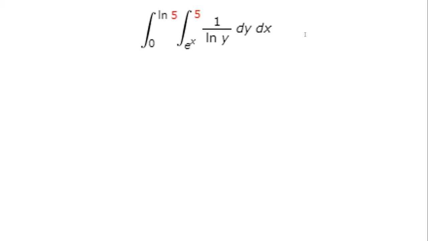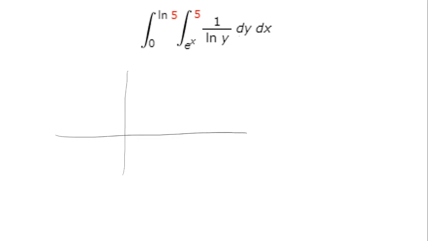So I want to find the double integral of 1 over ln of y. So the first thing I'm going to do is change the order of integration, because right now I don't know how to integrate 1 over natural log of y. So let's look at the graph of what we have.